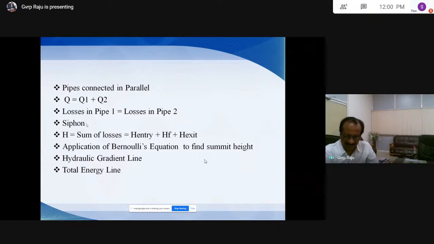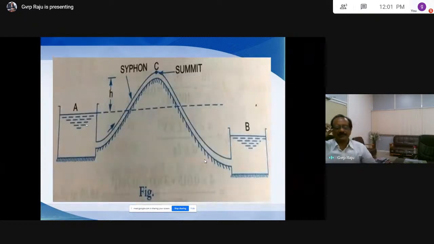Then the other one is the siphon. This is the siphon pipe. A siphon is a bent pipe. Don't think that a siphon is something different from other pipes. A siphon is also a bent pipe.